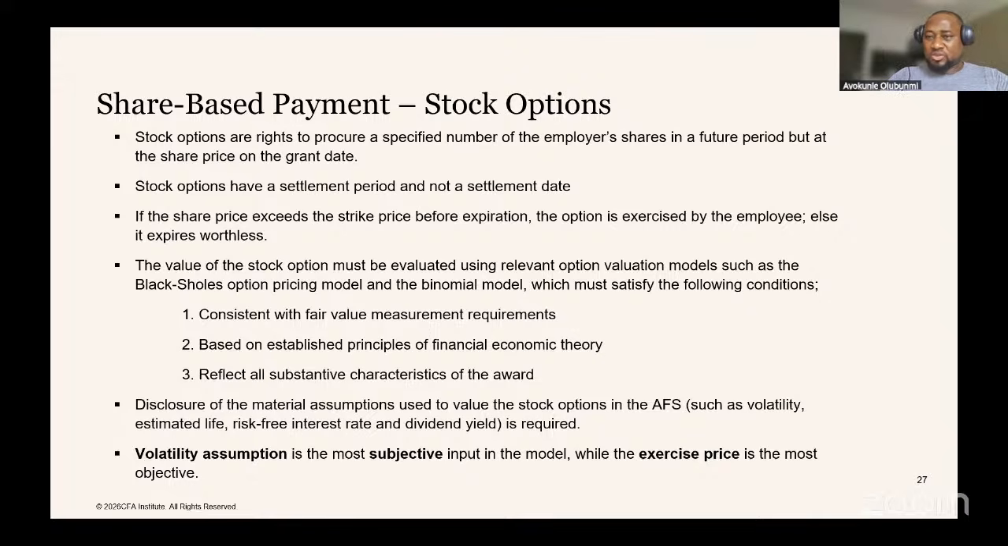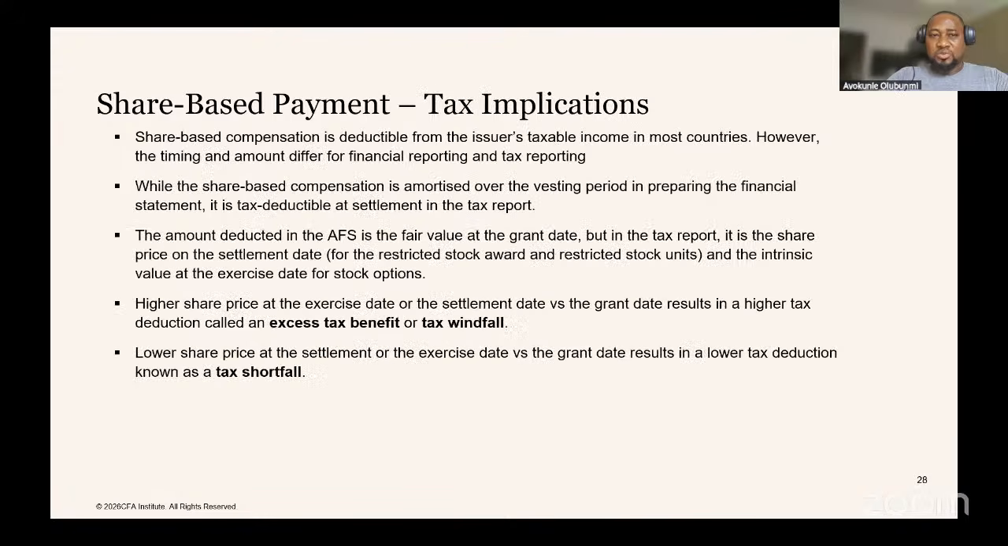The volatility assumption is the most subjective, while the exercise price is the most objective, because that's the one that we already know today. Now, share-based compensation has tax implications, right? Why do we say so?